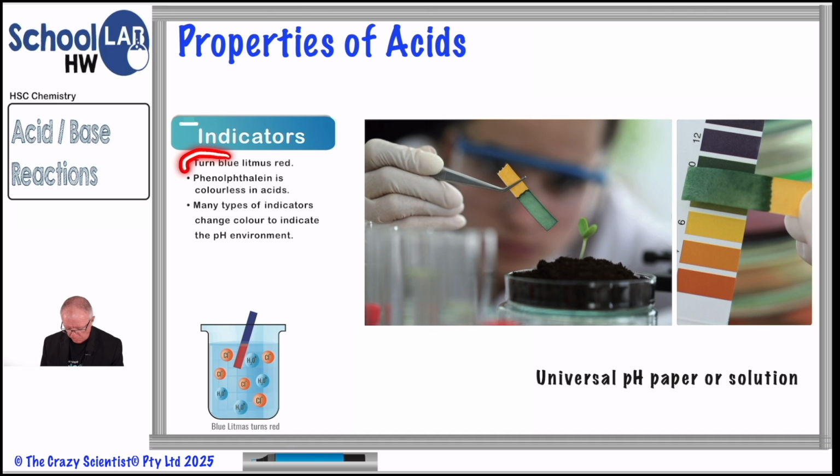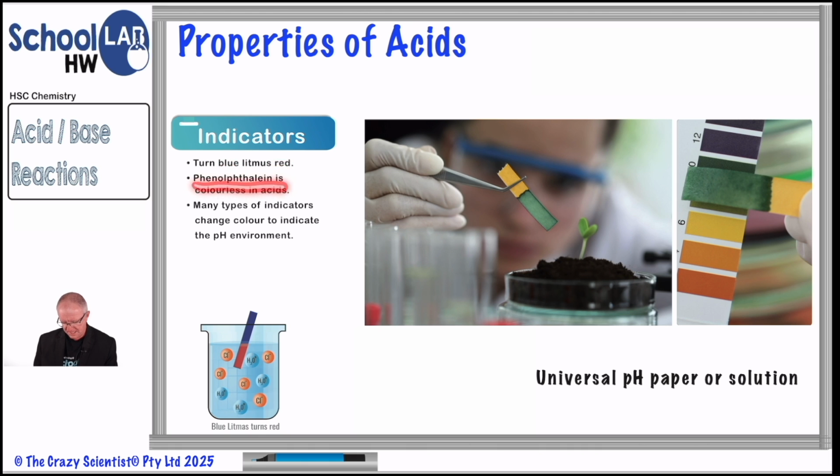We've got the blue litmus turns red, and so we can see in my diagram here I've got blue litmus, but when I place it into a solution of hydrochloric acid, it turns red. Okay, so highlight that, or color it in so it reinforces with your eyes, right? So blue turns red in acid.